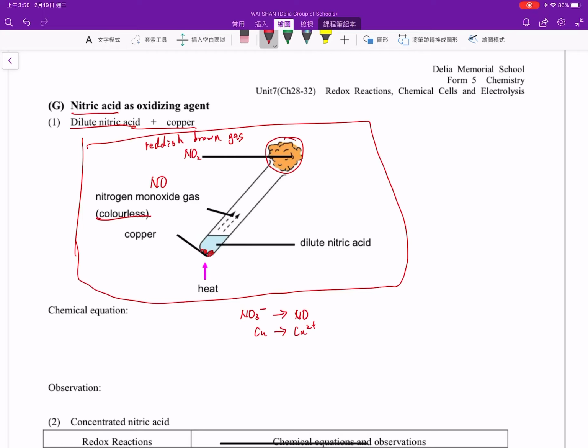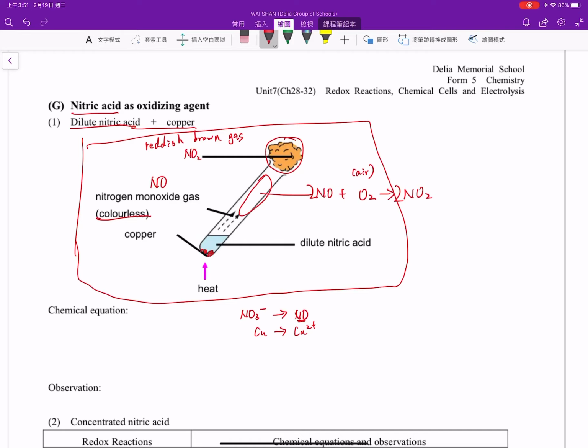So what happened? As we know, dilute nitric acid should give out nitrogen monoxide, NO. But why does it turn to NO2 at the mouth of the test tube? It's because of this reaction. NO in this area will react with oxygen in air and turn to nitrogen dioxide, and we balance the chemical equation. That's why the reddish brown gas will be observed at the mouth of the test tube.